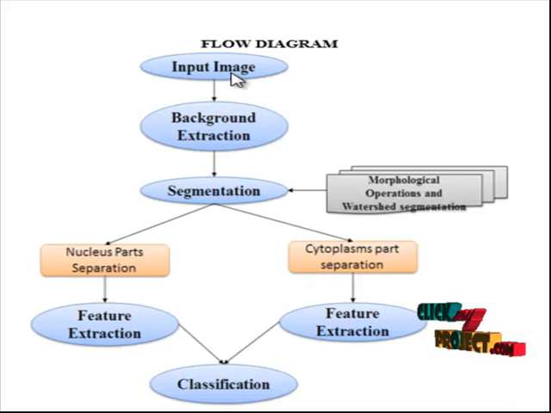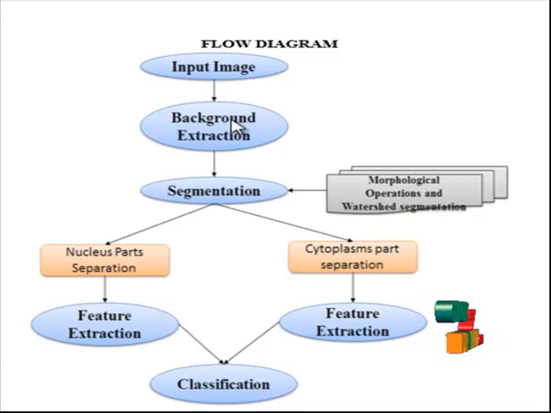First, we capture the input image from the dataset folder. Here we take the cell images as input, and in the background extraction, morphological operations such as erosion, dilation, opening and closing are used. Often a combination of these operations is used to perform morphological image analysis. There are many useful operators defined in mathematical morphology: dilation, erosion, opening and closing.